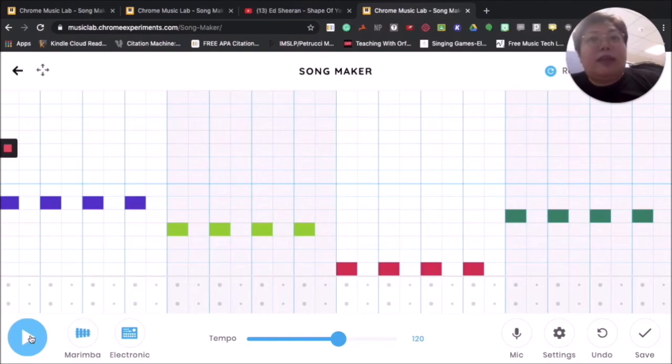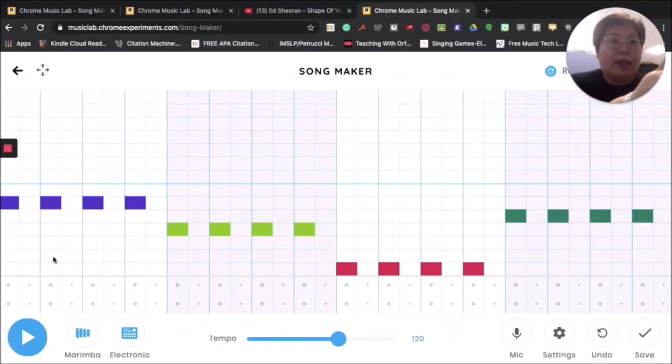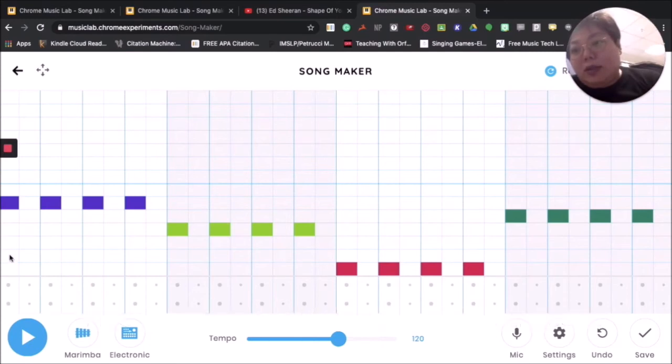Now I'm going to add the fifth note. A, B, C, D, E. So it's the fifth note. So I'm going to go to E. A, B, C, D, E. Okay. I'm going to overlap together with the A note.